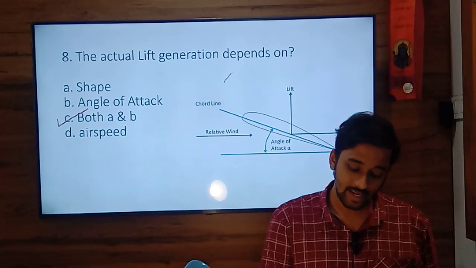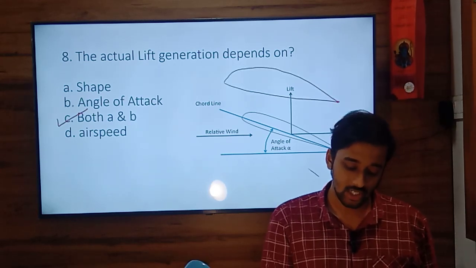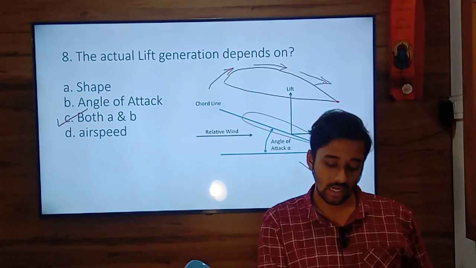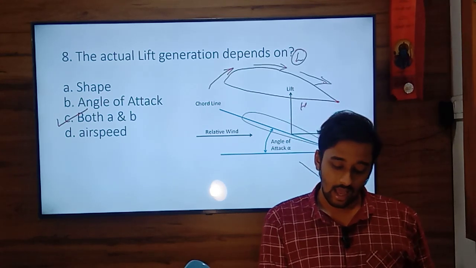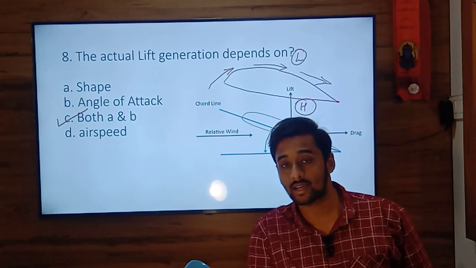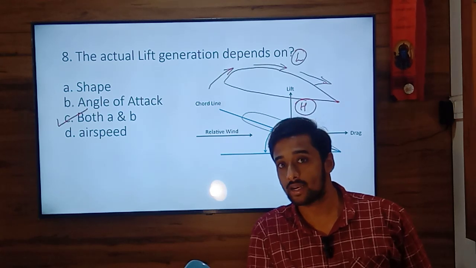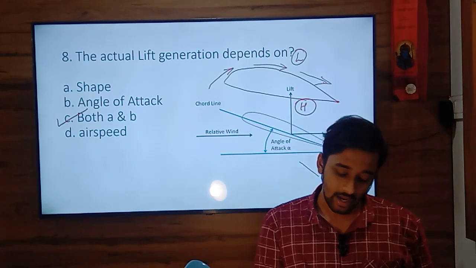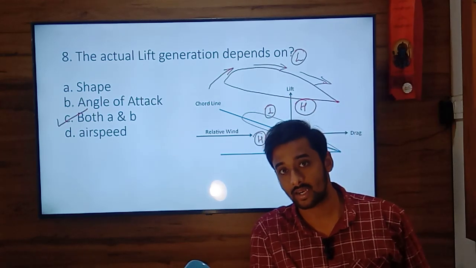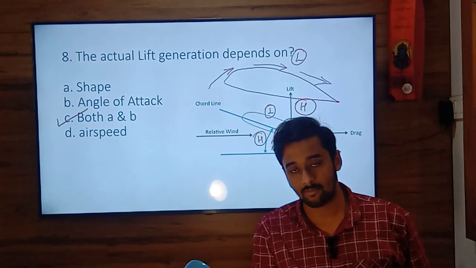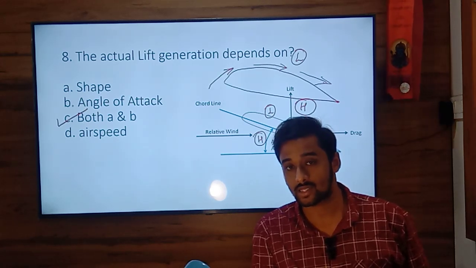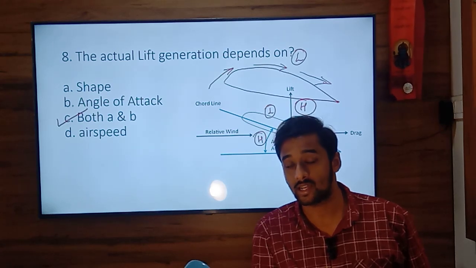If the wing has a great camber, that is the curvature, that will also intensify low pressure above it, and as a result you will get more lift generation. And when angle of attack increases up to a certain point, that is critical angle of attack, again the low pressure above your wing surface intensifies, and that increases the lift generation capacity of your wing. So both shape and angle of attack influence the lift generation of the wing.